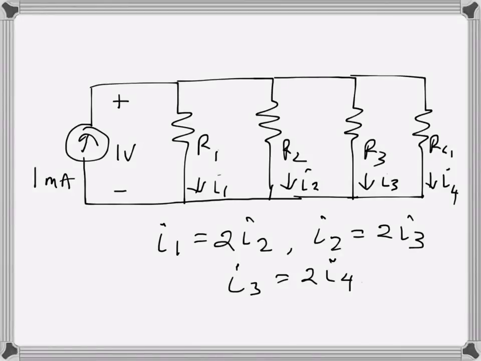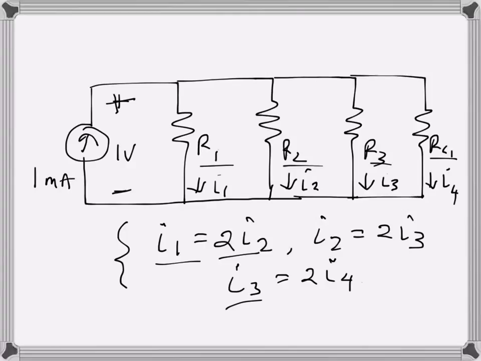We have a circuit where there are 4 parallel resistances connected with a current source. The current source is of 1 milliamp current, and the voltage here is 1 volt. The resistances are R1, R2, R3, R4 respectively, and the currents through each of them are I1, I2, I3, I4 respectively, and the relationship between them is given here. I1 is twice of I2, I2 is twice of I3, I3 is twice of I4.